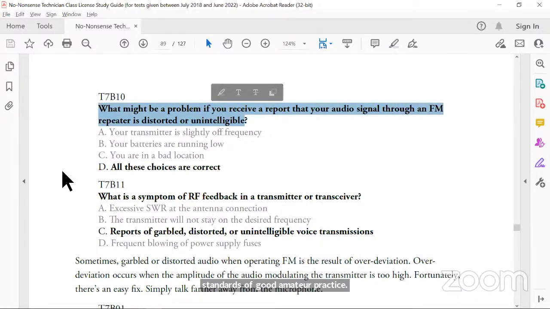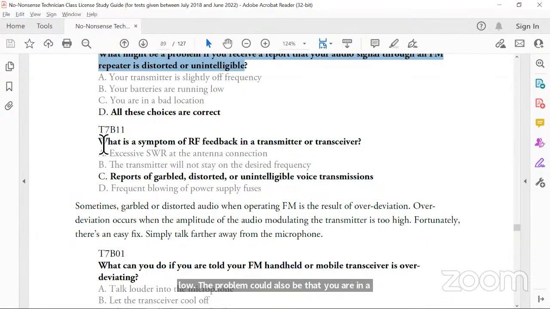Next question. What might be the problem if you receive a report that your audio signal through an FM repeater is distorted or unintelligible? So again, all of these answers are correct. The problem could be that your transmitter is slightly off frequency. The problem could also be that your batteries are running low. The problem could also be that you are in a bad location. All of these are correct.